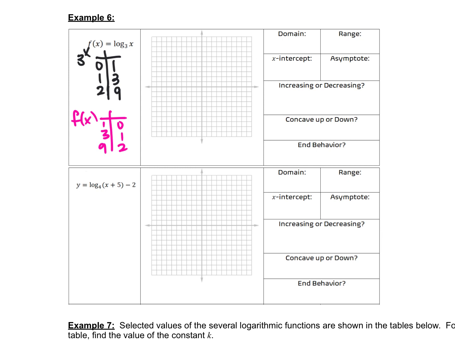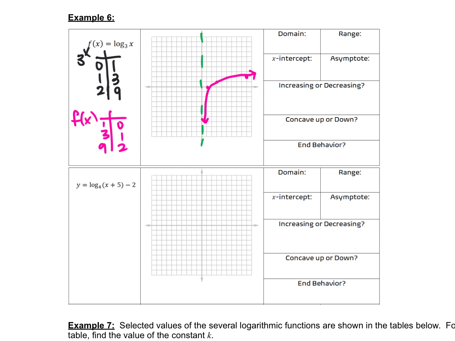(1, 0), (3, 1), and (9, 2). If you're doing the copied one, I'm sorry, the graphs didn't copy very well. Okay. Where's my asymptote going to be? At 0. Okay, so I'm going to mark it in so that when I do my curve, I don't get in the way of my asymptote.